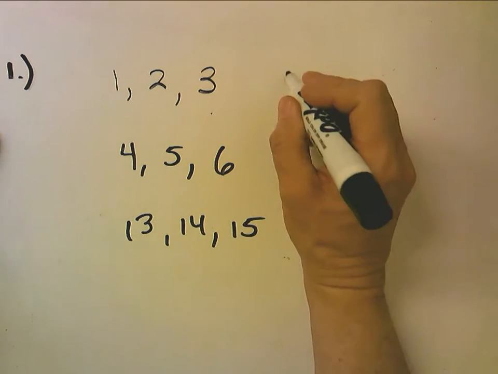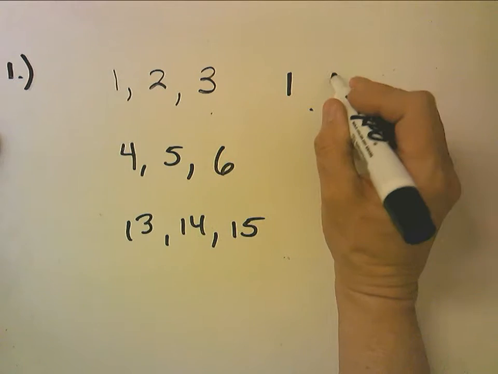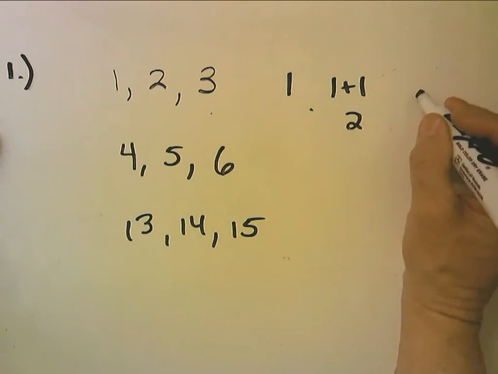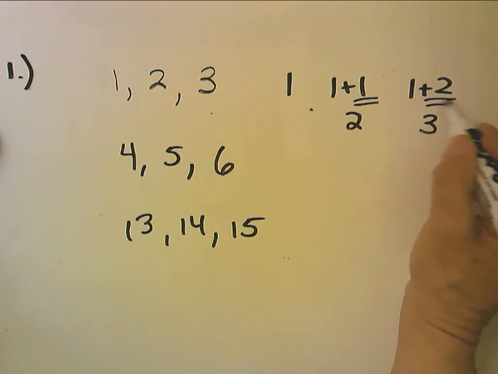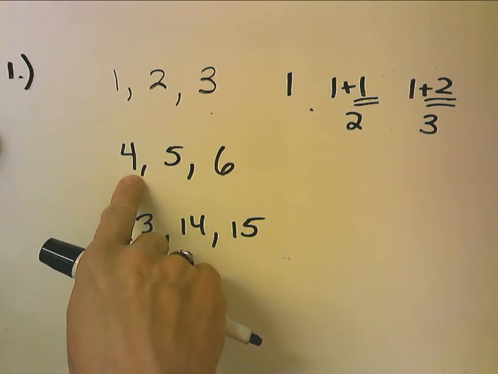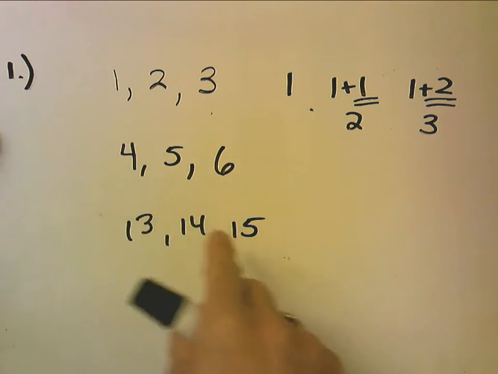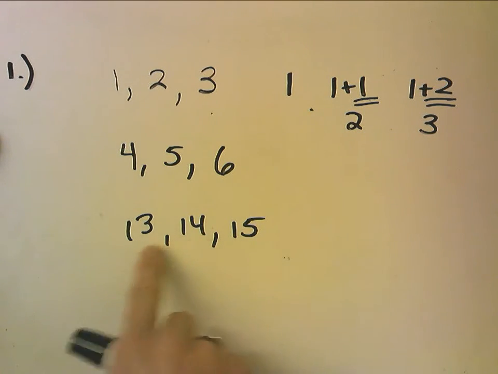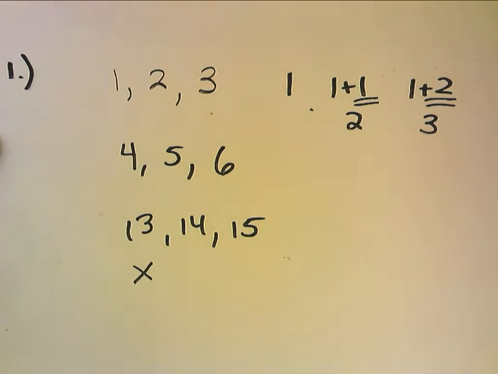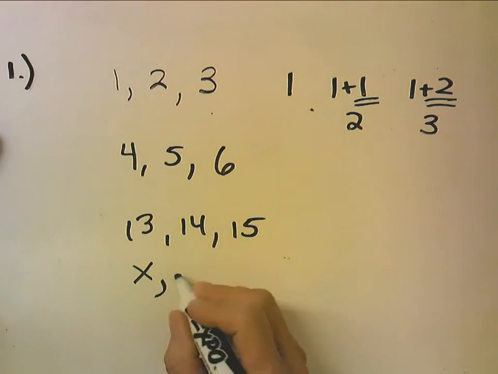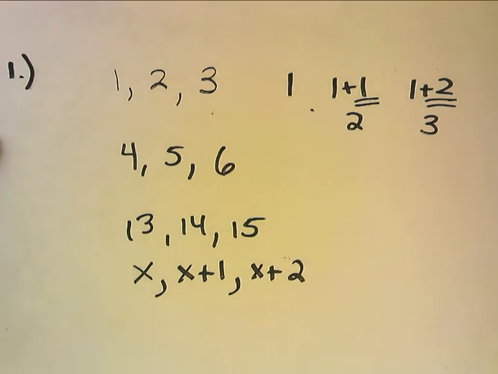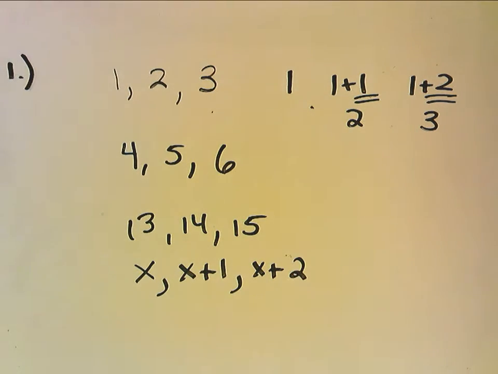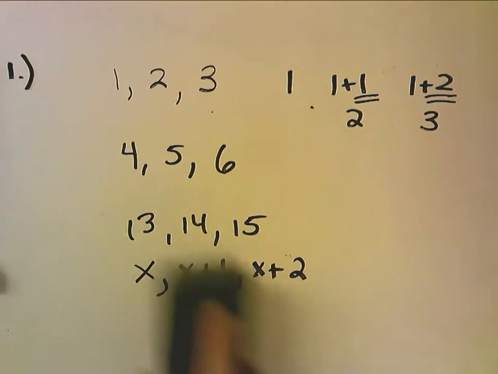Notice, if you start with 1, to get to 2, you add 1. If you start with 1 to get to 3, you add 2. So you're adding 1, then you're adding 2. To get to 5 from 4, you add 1. To get to 6 from 4, you add 2. For 13 to 14, you add 1. 13 to 15, you add 2. So if I start with x, and I want the next consecutive integer, I'd add 1. If I want the one after that, I'd add 2. So to get 3 consecutive integers, if they're unknown, we will make them x, x plus 1, x plus 2.